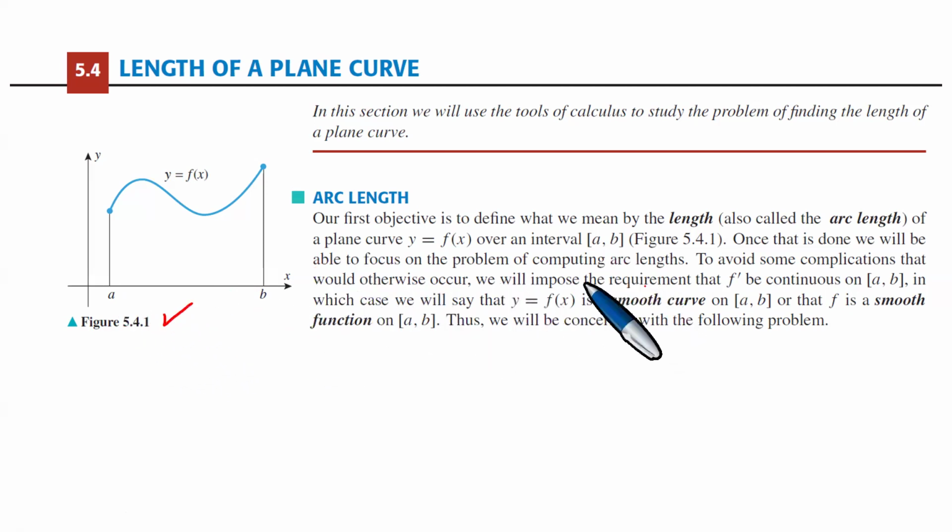Now, once that is done, we will be able to focus on the problem of computing the arc lengths. To avoid some complications that would otherwise occur, we will impose the requirement that f prime be continuous on the closed interval AB, in which case we will say that y equals f of x is a smooth curve on AB, or that f is a smooth function on AB. Thus, we'll be concerned with the following problem.